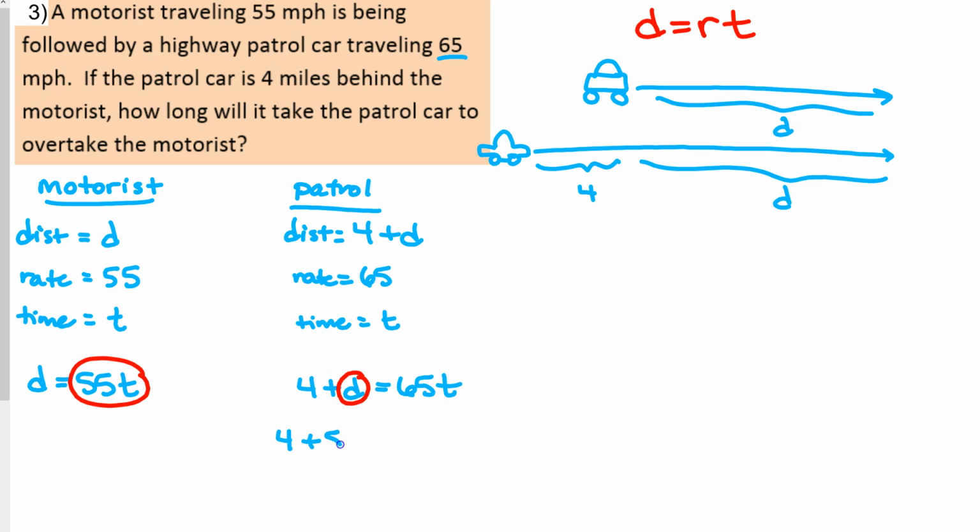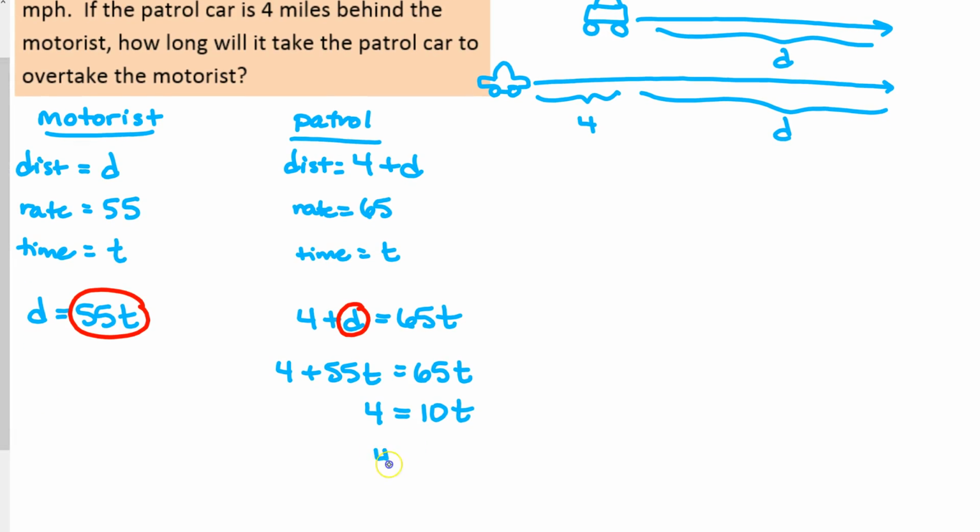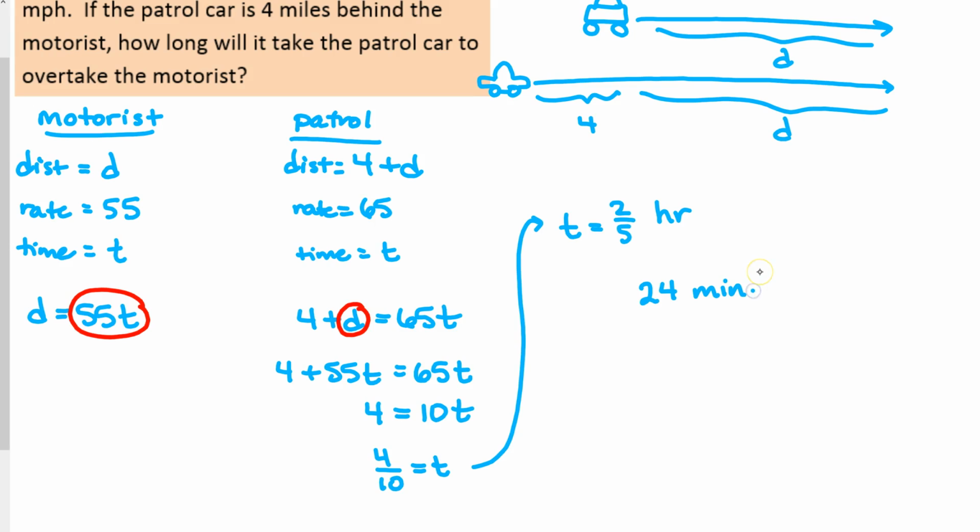So we have 4 plus 55t equals 65t. Subtract 55t from both sides, and we have 4 equals 10t. And then divide both sides by 10. So t is 4/10, and let's change that to 2/5. And our units are hours, so we have 2/5 of an hour. Let's convert that into minutes. What would that be? 24 minutes? So it would take 24 minutes for the patrol car to catch up to the motorist. Now, is that answer reasonable?